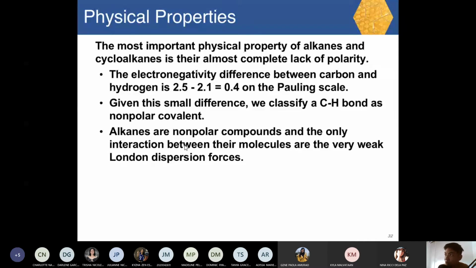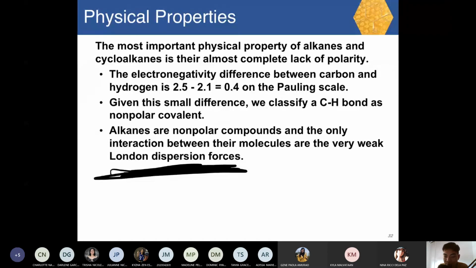Bakit nonpolar yung bonds? No? Because the electronegativity scale is around 0.4, which is on the nonpolar side. No? So, that means our alkanes are nonpolar. Ibig sabihin, anong interaction pwede nila gawin? They can only do London dispersion forces. Ano yung concept sa London dispersion forces ninyo sa lecture? So, according to the London dispersion forces, the higher the London dispersion forces, the higher the intermolecular forces.